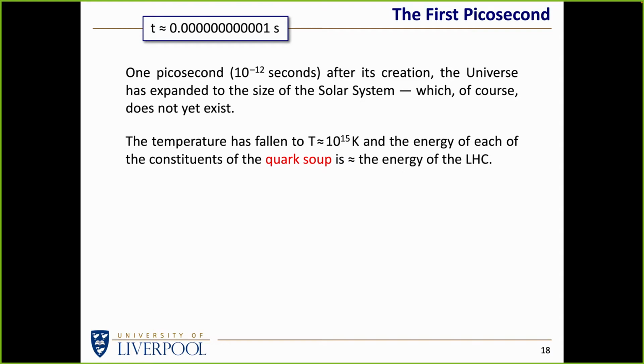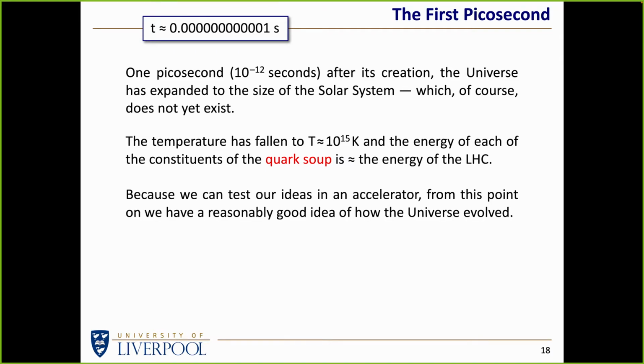What matters is the fact that the energy of each of these particles at this temperature of 10 to the 15 Kelvin is about the same as the energy of the particles that can be sent around the Large Hadron Collider. In other words, from this point on, we're dealing with energies which we can actually achieve on Earth. We can test ideas by smashing particles into each other at these energies and see what happens. So that is why I say that after a picosecond, we've got a reasonable idea of what happened, because everything from this point onwards is testable. Everything prior to a picosecond is hypothesis, and we don't actually know if it's right or wrong.